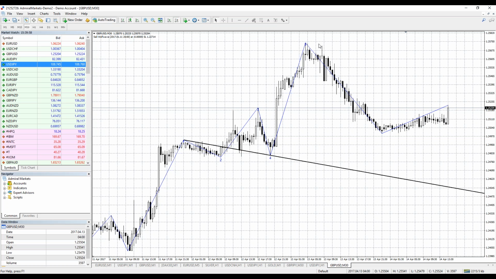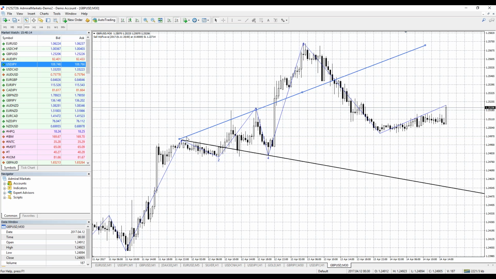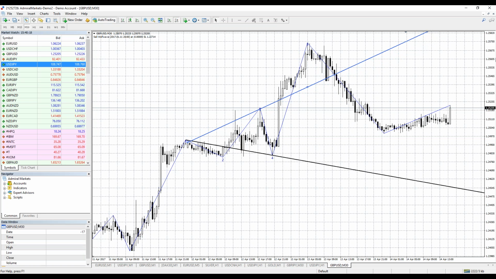I simply use other things. I draw a line from 1 to 3, and I'm waiting for the breakout of the 1 to 3 trend line to give me an estimated price move towards the EPA of 1 to 4. Estimated price at arrival. That is how we do it.